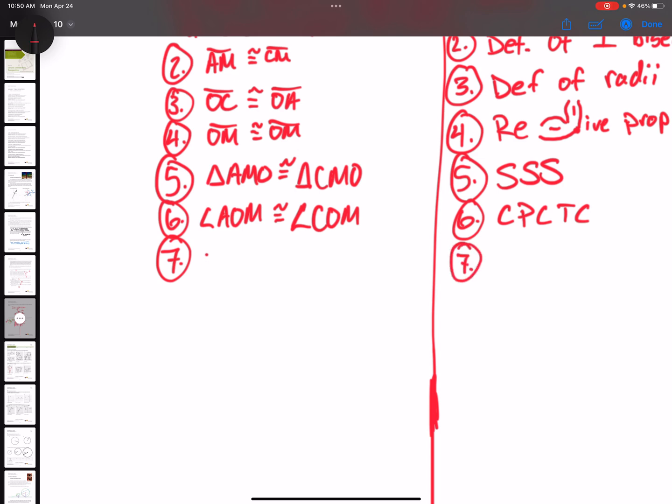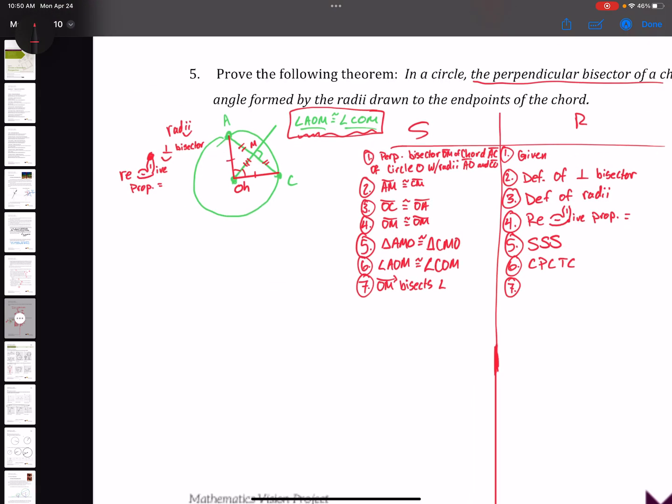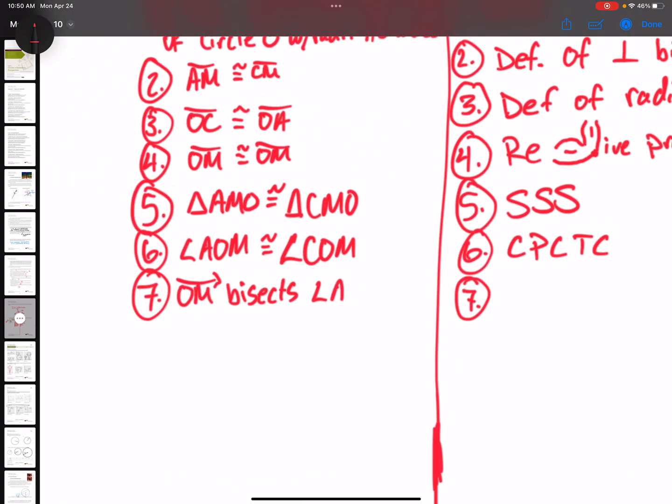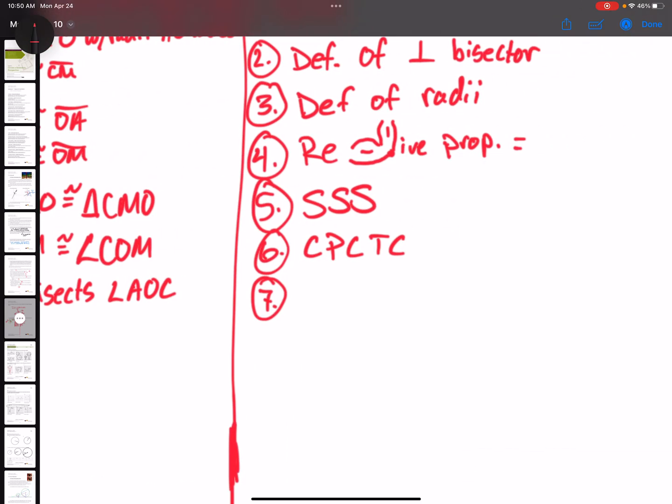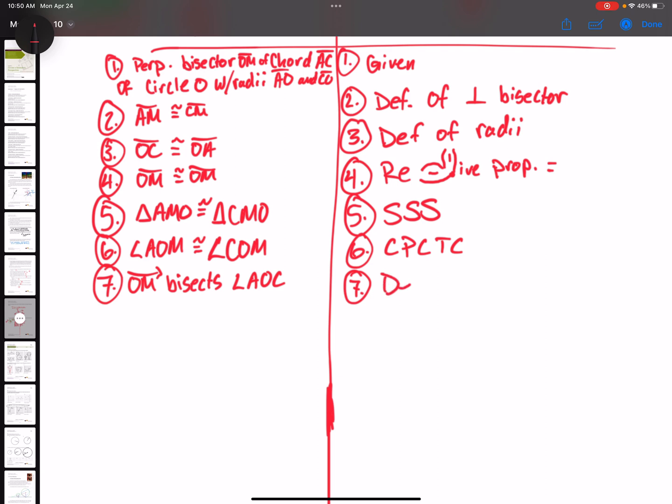Okay, so line OM bisects. That's a segment, you need to add the little arrows on the end. There you go. Technically, it's ray OM. Ray OM bisects angle AOC. And that is by the definition of an angle bisector.